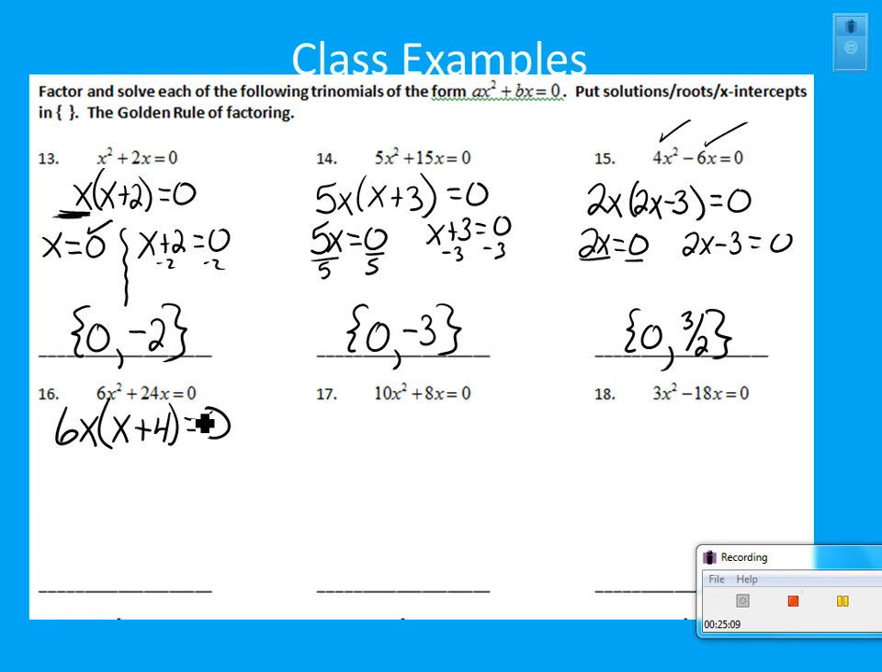Hopefully we're to the point now we're going to look at it and get the answer. 6x times something is 0. One answer is 0. x plus 4 equal to 0. Subtract 4 from both sides and get negative 4.